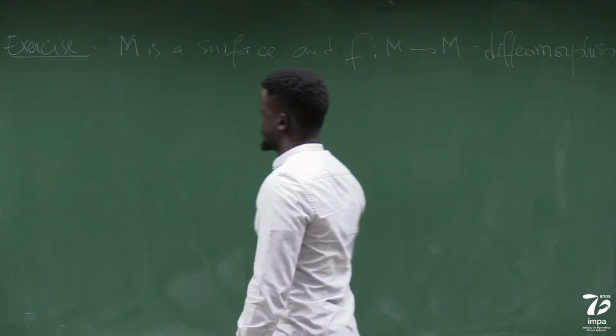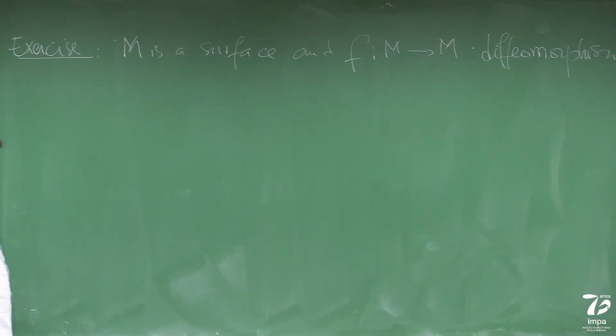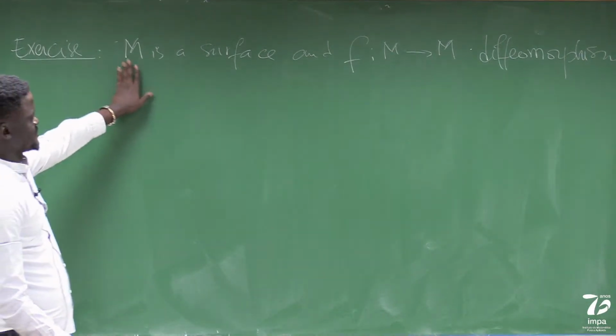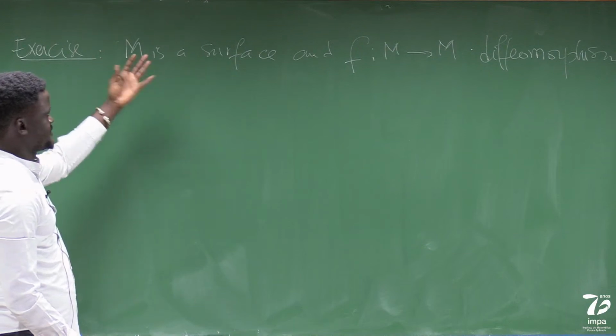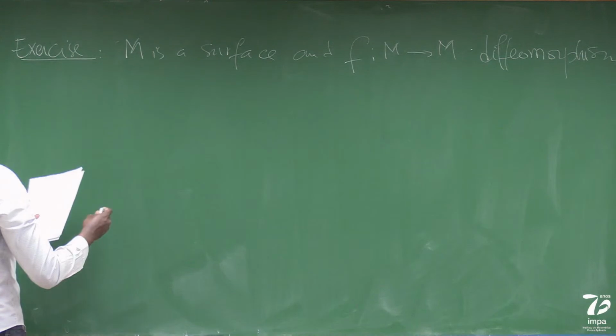So diffeomorphism meaning that it is C1 invertible, and the inverse is also C1. And M is a smooth surface, okay? At least it is differentiable so that I can talk about diffeomorphisms.